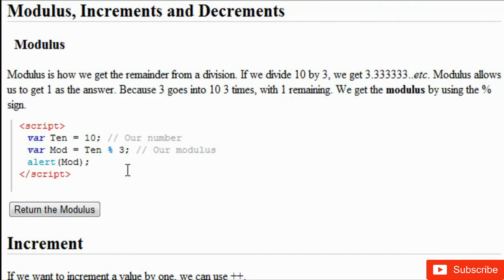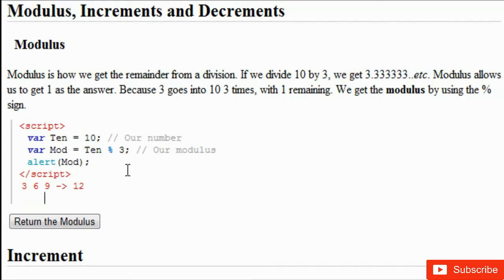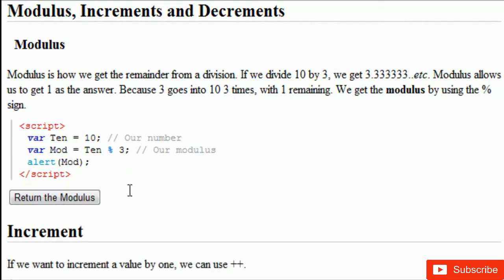So how this works is 3 goes into 10 3 times, so we have 3, 6, 9, and then it can't go into 10 again, because the next number is going to be 12. So up here, where it says 9, and we want it to go into 10, well, there's a remainder of 1.